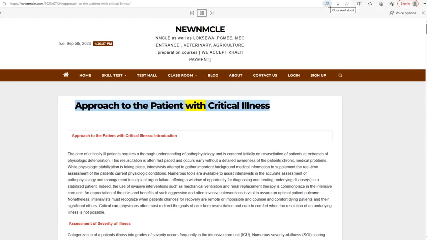Approach to the patient with critical illness.